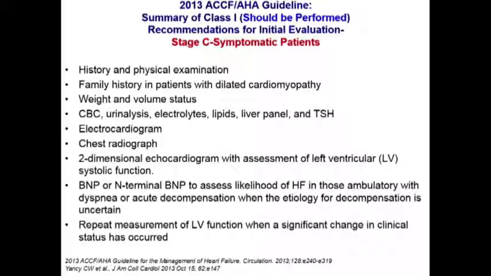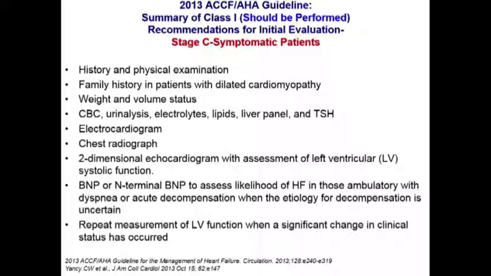A BNP or an N-terminal BNP, a one-time order to prognosticate and to understand if the patient may be presenting with clinical heart failure. We'll talk about that. And these are patients that are ambulatory with shortness of breath or an acute decompensation. So as I'll show you, we don't keep chasing BNPs. We don't spend a lot of money on lab tests unless they will change what we do for the patient.